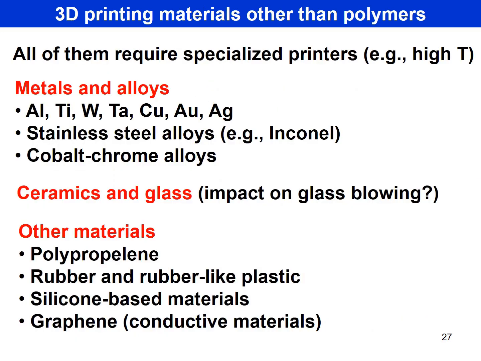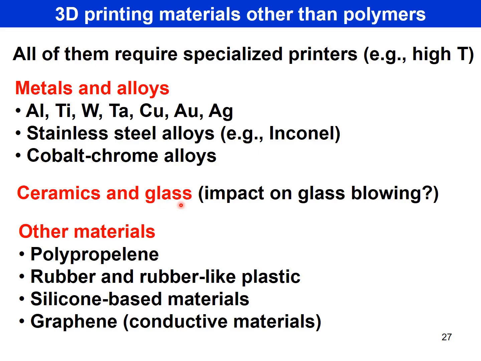Materials for 3D printing other than polymers abound. Many of them are specialized or require specialized printers, such as for high temperature. There are metals and alloys, a variety of them, such as aluminum, titanium, tungsten, tantalum, copper, gold, and silver. Stainless steel alloys, such as Inconel, these were not possible to print just a few years ago, and chrome cobalt alloys. One can also print ceramics and glass.